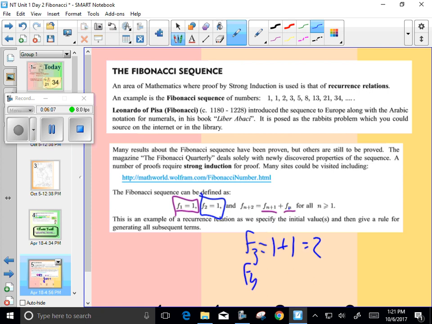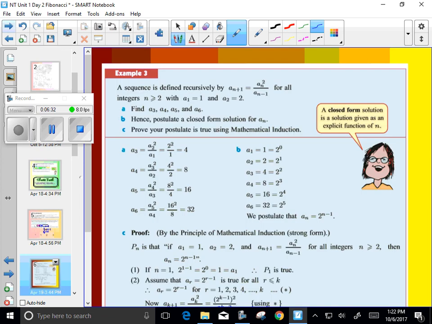F of 4, that's when n is 2. Then you're going to get f of 3, which was 2, plus f of 2, which is 1. So this is going to be 2 plus 1. And you can see how that pattern would work. These symbols are going to be important when we prove things with Fibonacci. So that's what this whole unit's centered around, doing math induction with Fibonacci.